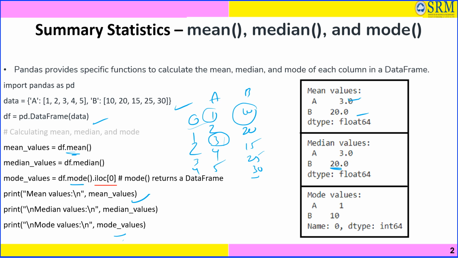Generally mode returns the complete column. Okay, but I don't want the complete column, I want only the particular location. In that particular location, the first 0 means first element. First element is 1. The second column, first element is 10. So that's why 1, 10. Remember, dot mode will return the complete column. But since I want a particular element, in order to get it, you need to use iloc.